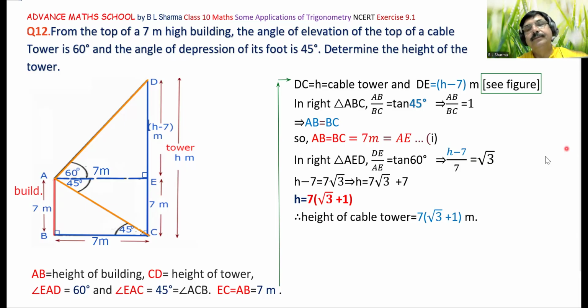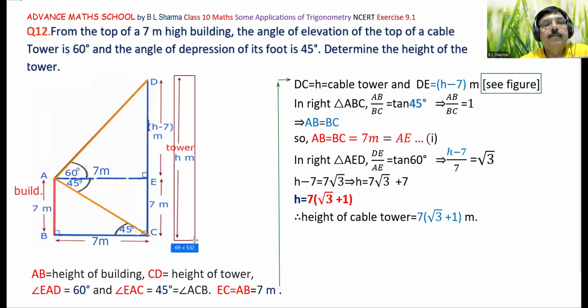Answer. This height is 7 multiplied by root 3 plus 1 meter. That's all for this question.